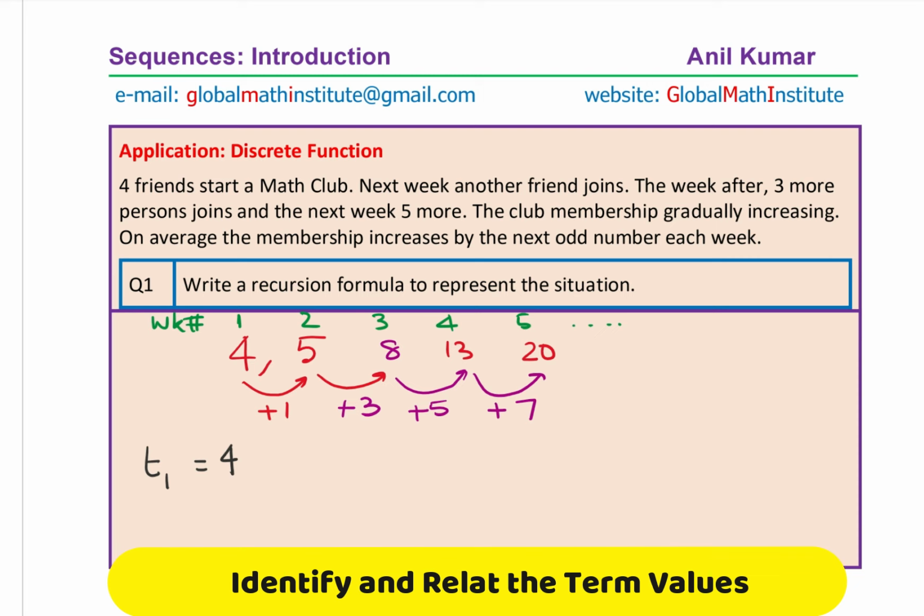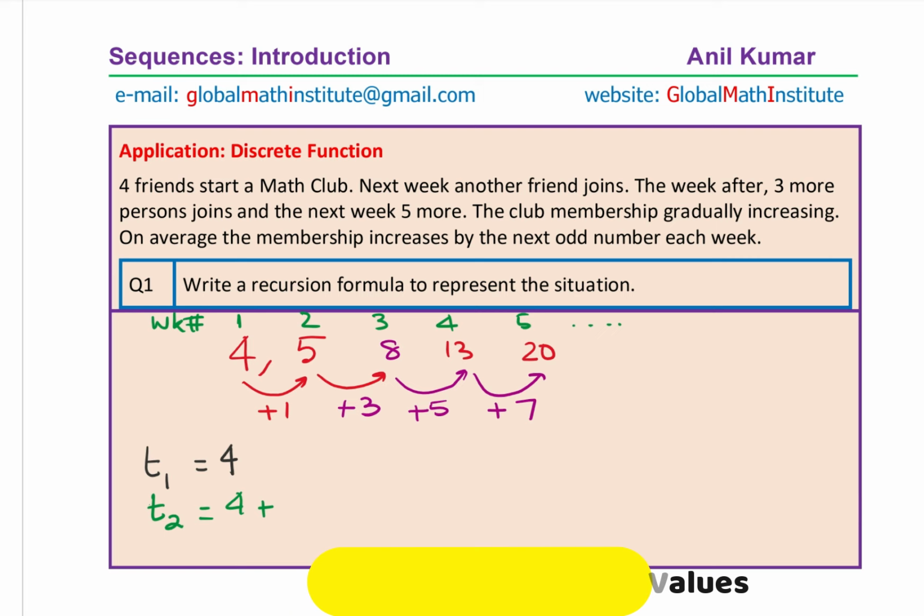So now, what will be T2? In this case, T2 will be 4 plus 1, as you can see, and we get a value of 5, correct? And then T3 is what? T3 is whatever we had, to that we are adding 3. So we had 4 plus 1, and now to this we add 3. So you can see when it is the third week, 3 people are added, and in the fourth week 5 will get added.